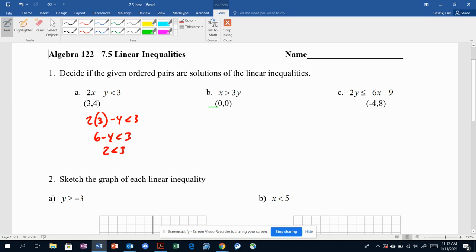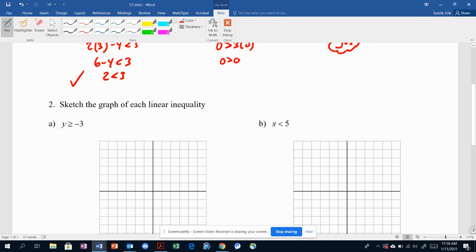Is 2 less than 3? Of course it is. So (3, 4) is a solution. There's an infinite number of solutions, but there's also an infinite number of wrong solutions. But that's all you're doing. Here, this one, we plug in the 0. This one's a little bit different, right? Is 0 bigger than 0? It's not, so that's not a solution. And then this one ends up being yes. You can do that one yourself. But all you have to do is plug in to verify if something's a solution.